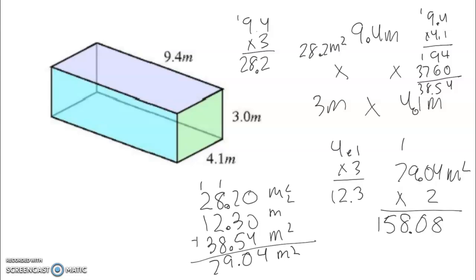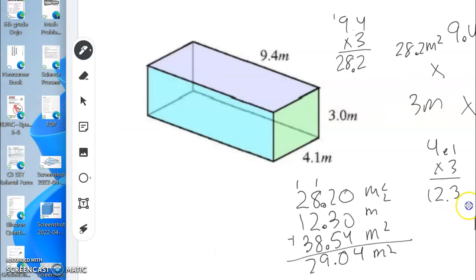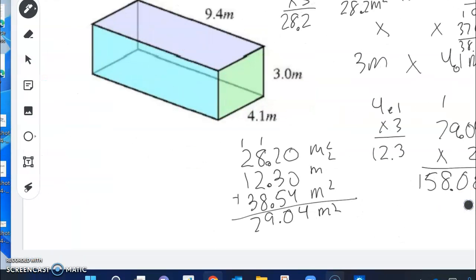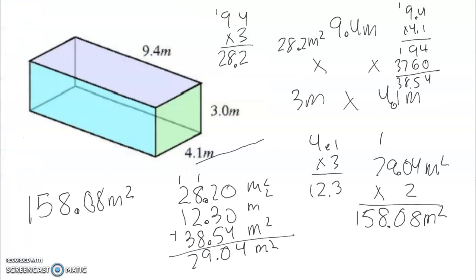I had 2 numbers behind the decimal, so my surface area, oops, let me move my screen back over if it'll let me. I don't think it will. My surface area is 158.08 meters squared. All right, here you go. I was able to move my screen back over, but 158.08 meters squared.